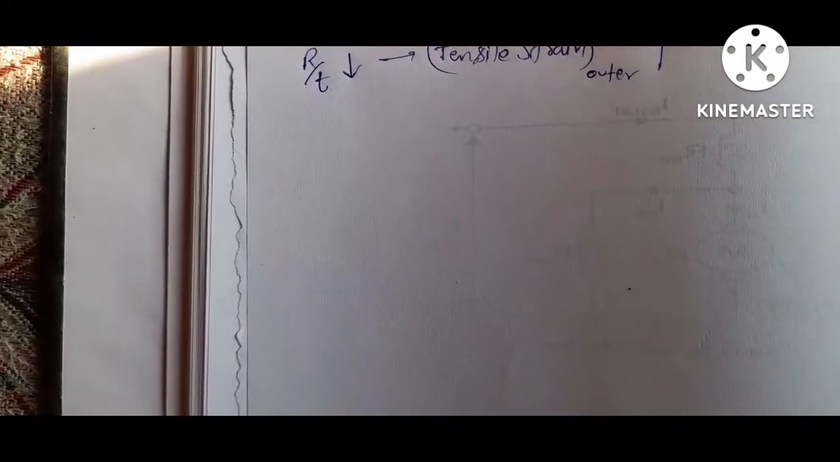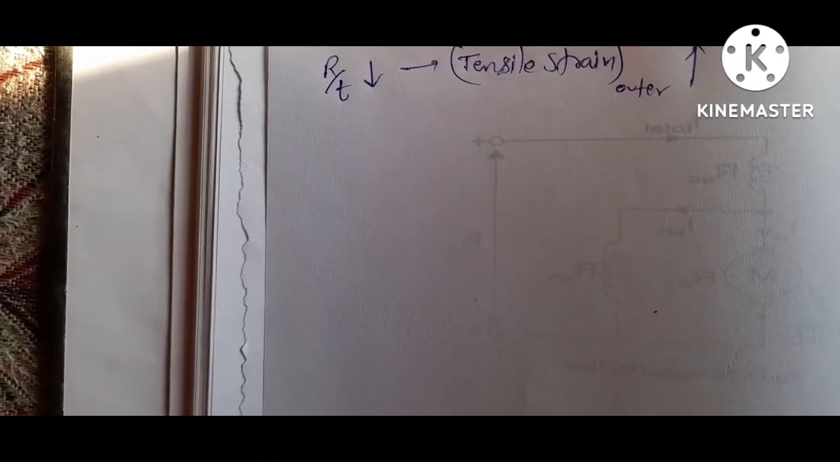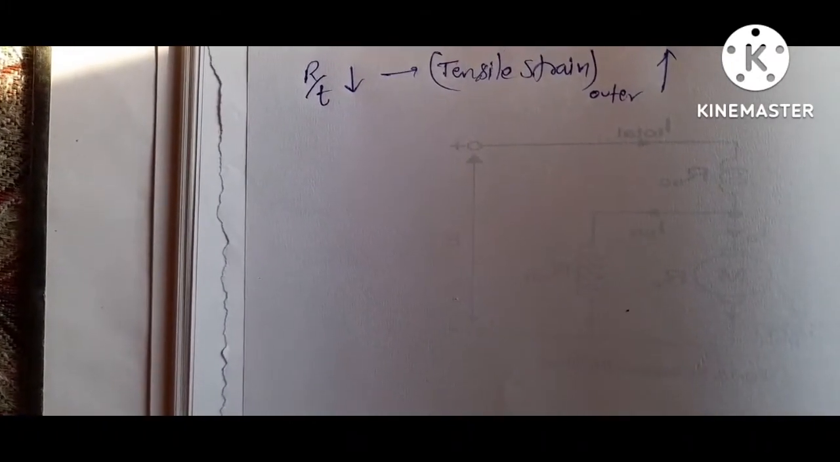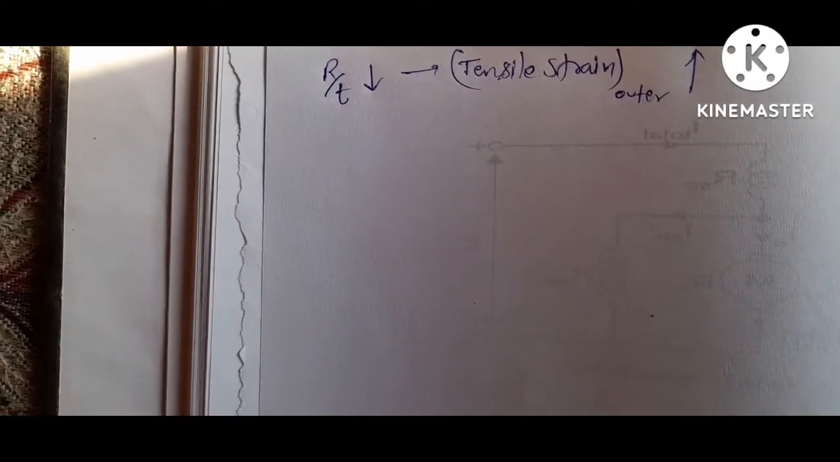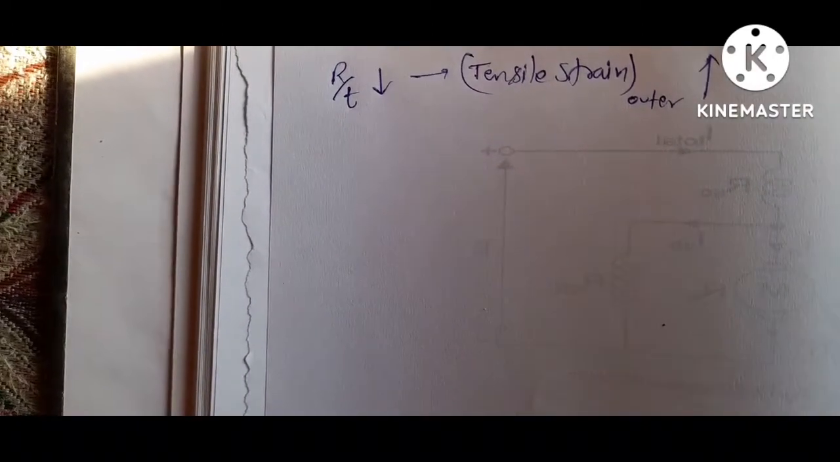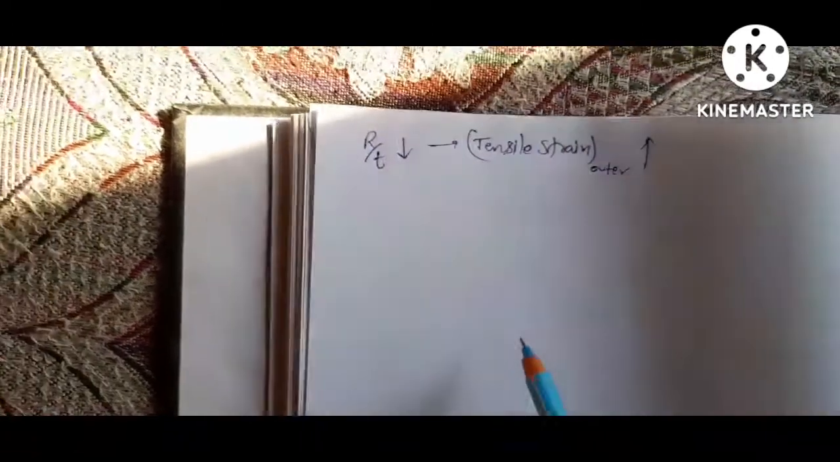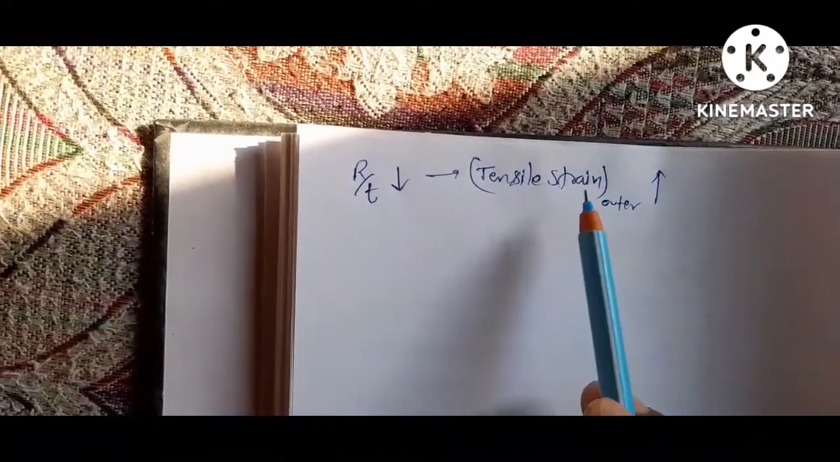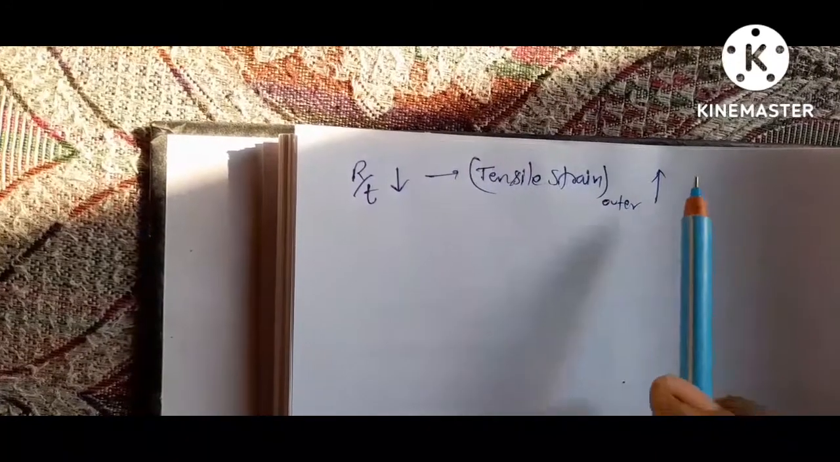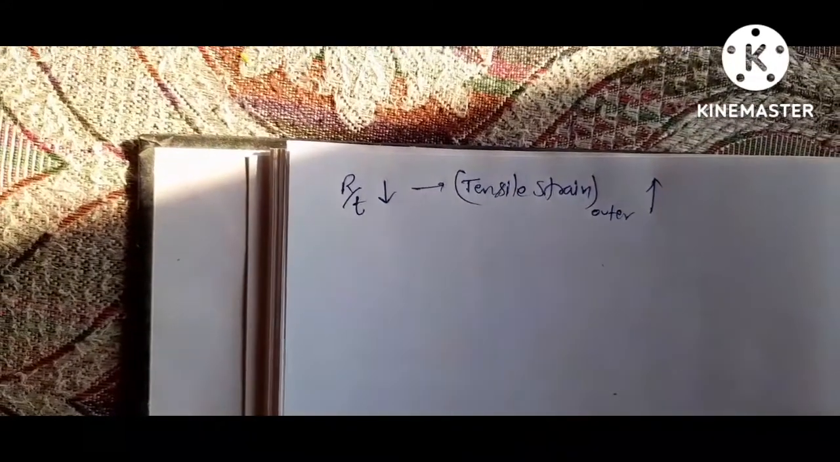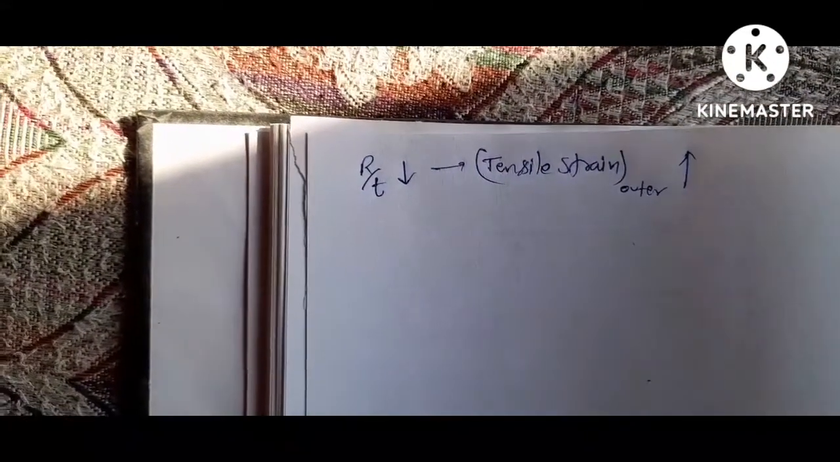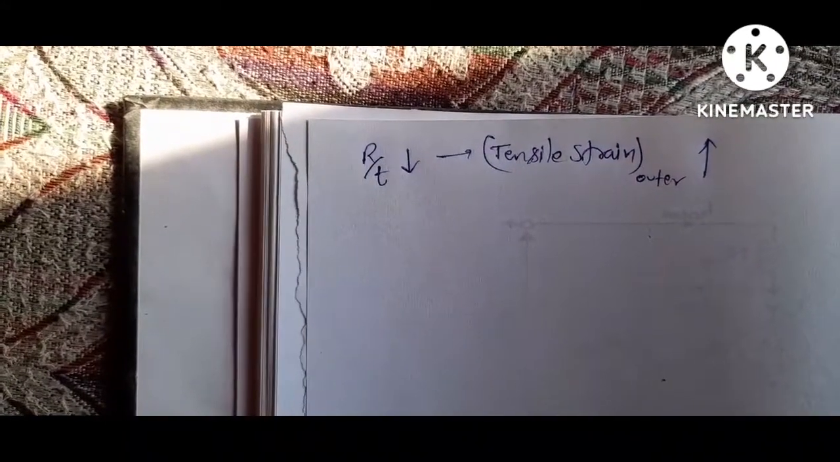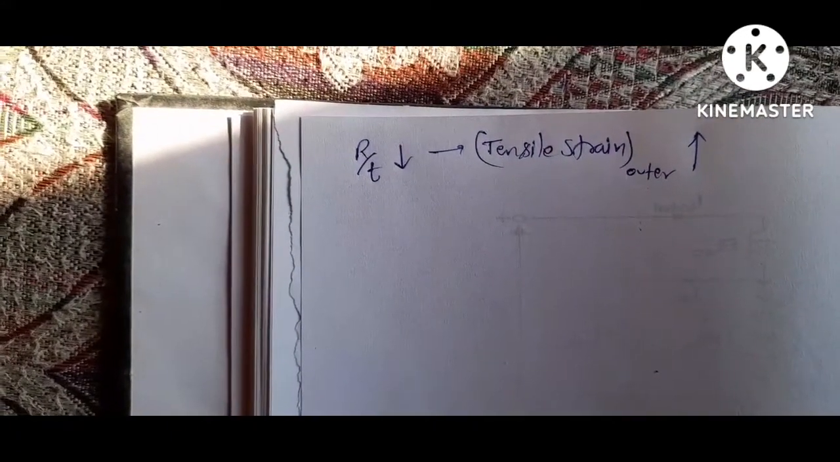Friends, as the R by T ratio decreases, the tensile strain at the outer fiber increases, and the material may crack after a certain strain is reached. You see here, if the R by T ratio decreases, then the tensile strain at the outer region increases, and when a certain strain is reached, the material may crack.